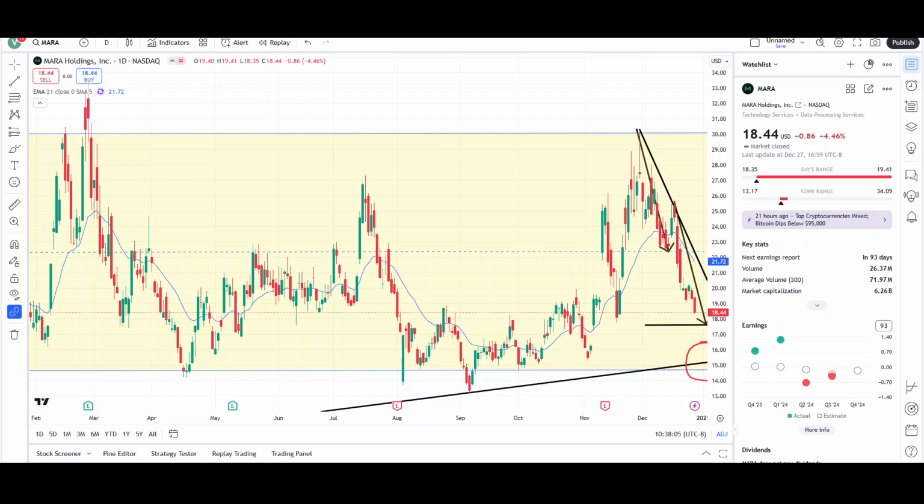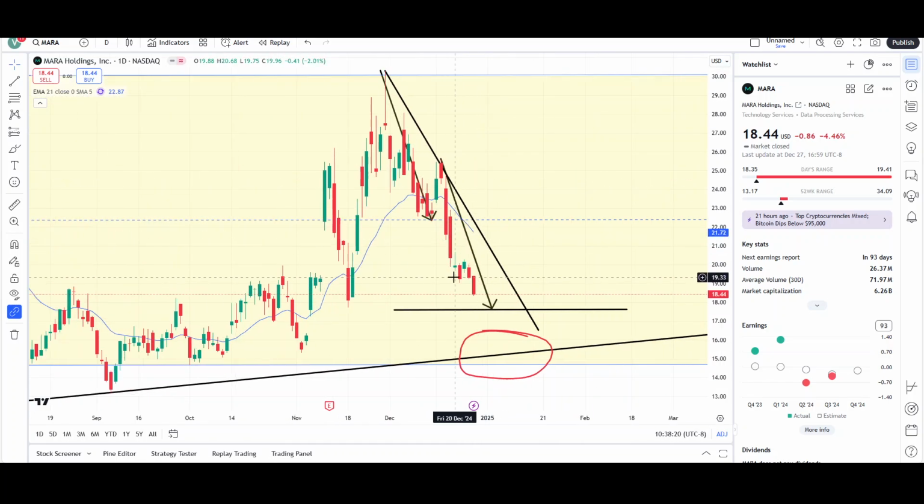Ticker symbol MARA. I will first be going over what I see on the daily chart and finish the video off with the weekly chart. This video is for entertainment purposes only. Please trade at your own risk. So last time I looked at Mara Holdings was back on December 22nd. So let's see what has happened since then.